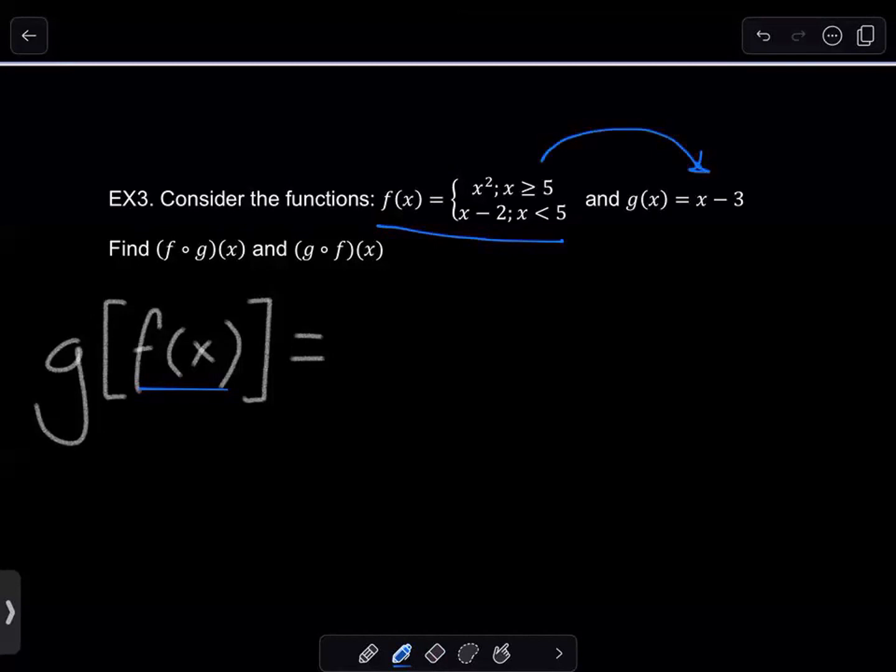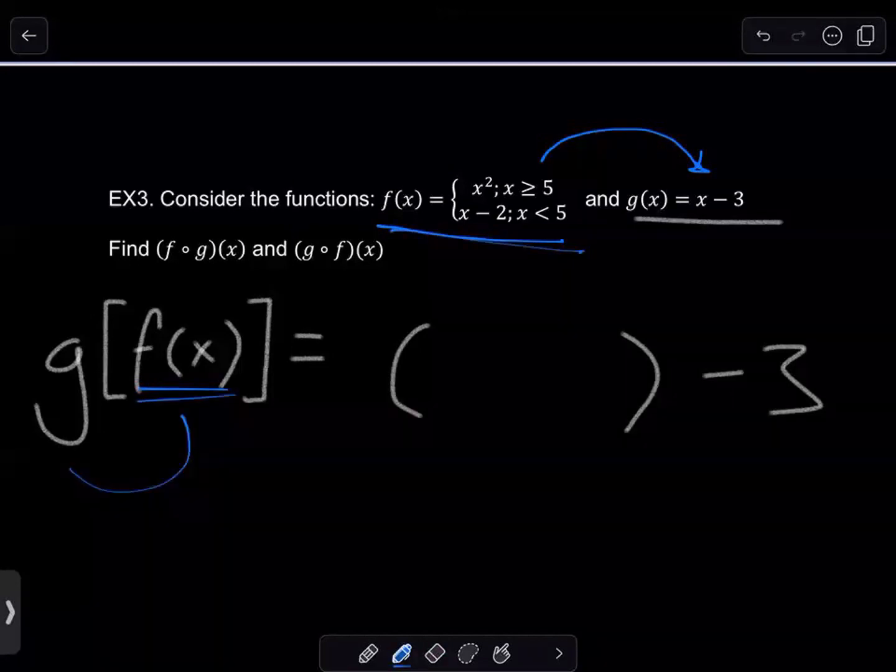Now, there's something peculiar about this. So I said we are inserting it into the g of x function. Let's write out a bracket wherever we see x and then minus 3. In fact, let's make this bracket bigger. You'll see why we need to. So we are going to insert this piecewise function, the f function, into g. How do we do that? Let's look at the piecewise function.